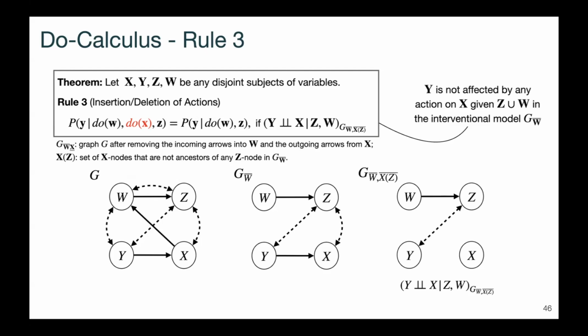And since I observe now that Y and Z are separate, so you see there's not even a path between them, given this in this graph, then this holds. So I can replace. I can basically say that this quantity is the same as this quantity. So I remove the do(X) completely from the equation.